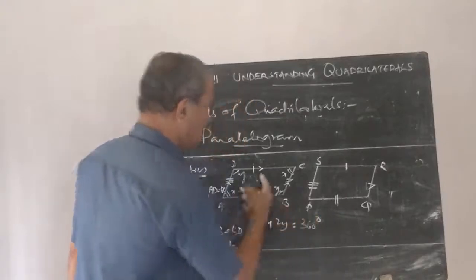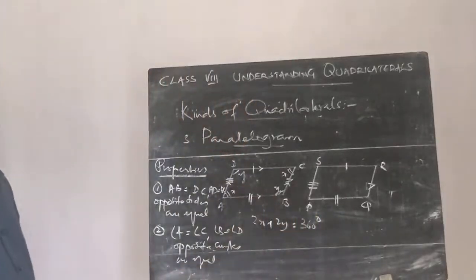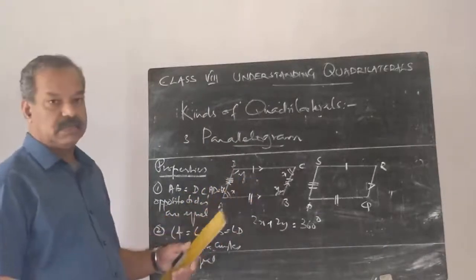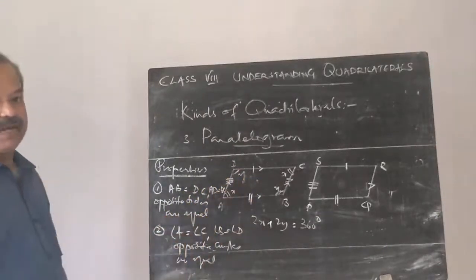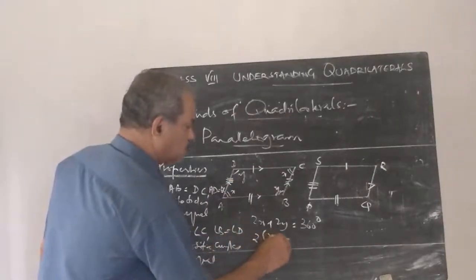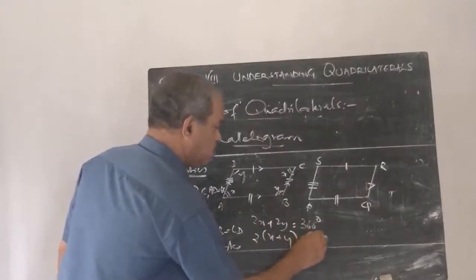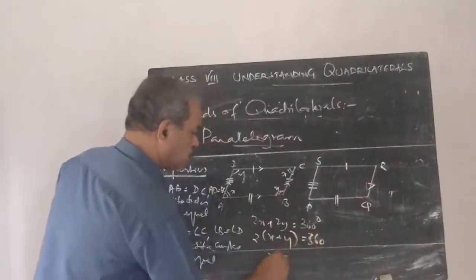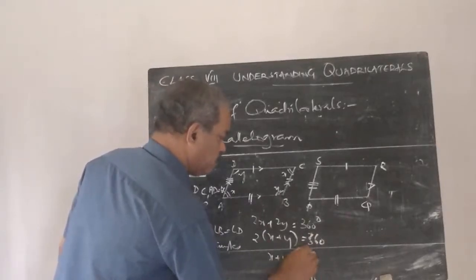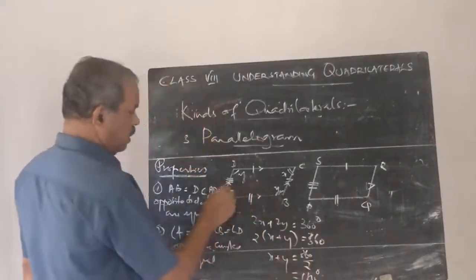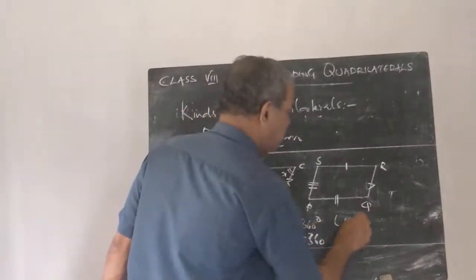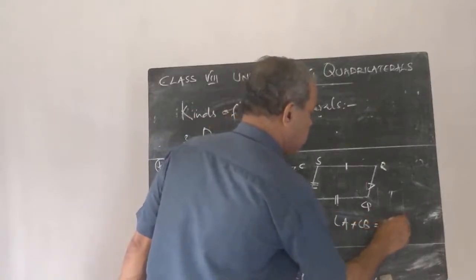360. A parallelogram is also a quadrilateral. What is the angle sum of a quadrilateral? 360, four-sided: 4 minus 2 into 180, which is 360. So 2 into x plus y equals 360. x plus y equals 360 by 2, which is 180. Angle A plus angle B, adjacent angles, equals 180.